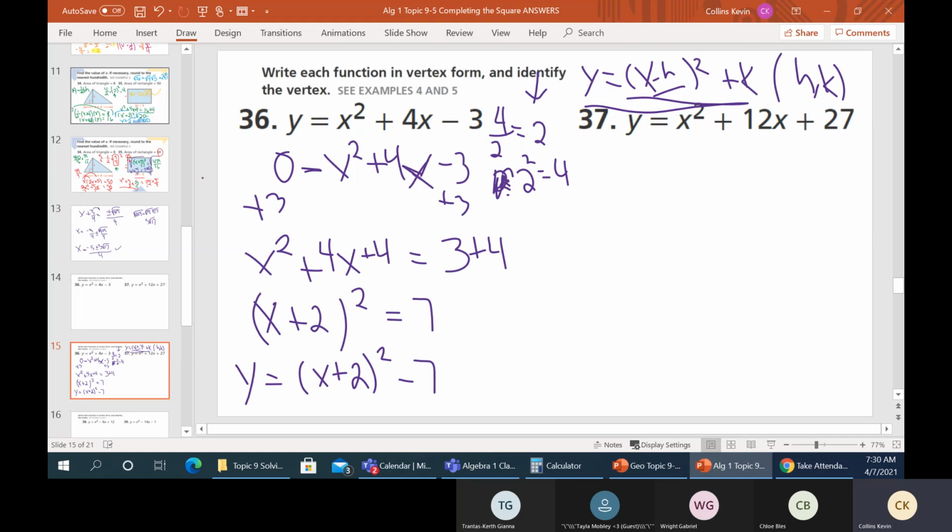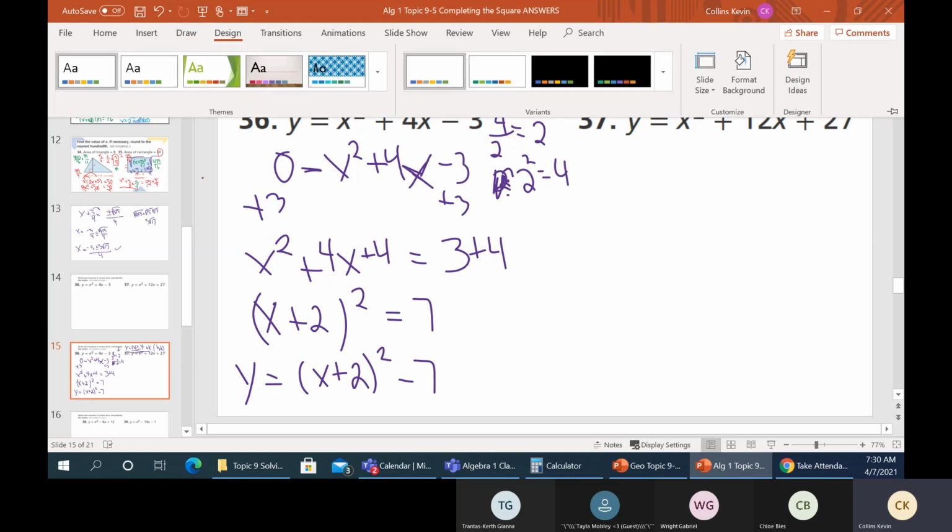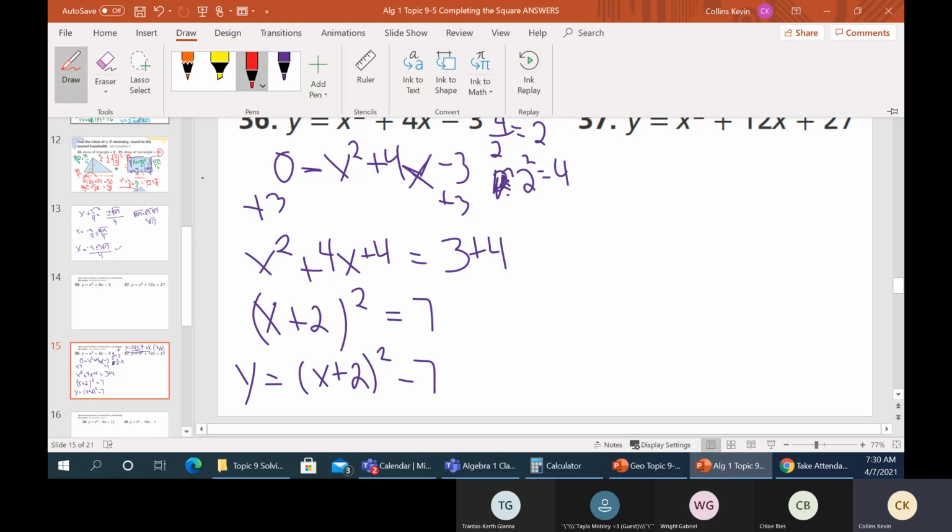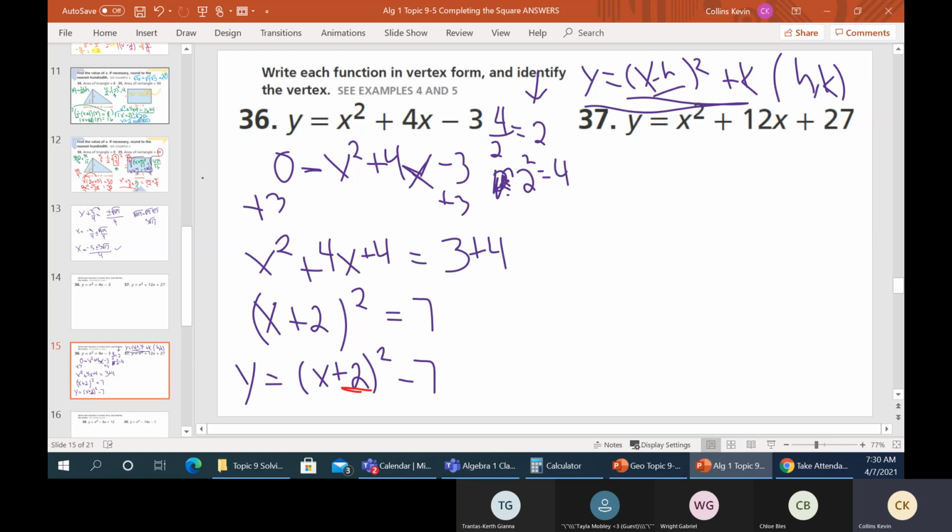And then it says identify the vertex. So remember what we said about that. We switch the sign on this guy, so instead of positive 2, he's negative 2. And we leave this guy alone, and he's minus 7. So that's our vertex right there.